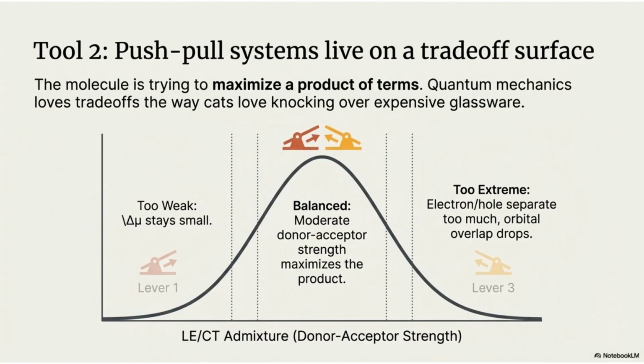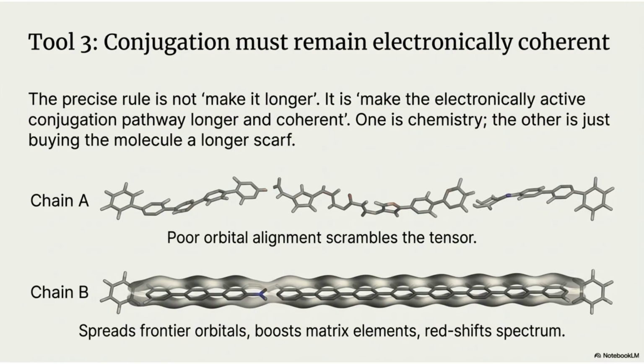Push-pull systems operate on a trade-off surface. Maximizing the 2PA amplitude requires a balance of donor-acceptor strength to maximize the product of the transition dipole and charge redistribution terms, balancing lever 1 and lever 3. For strong 2PA, conjugation must remain electronically coherent. It is not just about making the chain longer, but ensuring the electronically active conjugation pathway is both long and coherent, maintaining good orbital alignment.